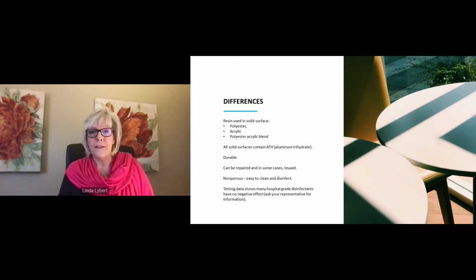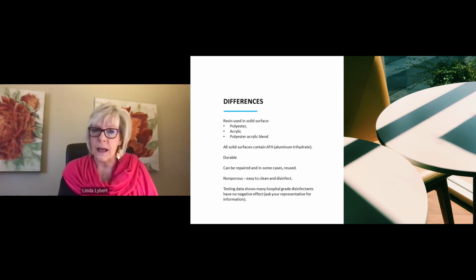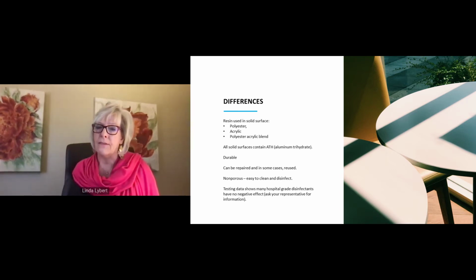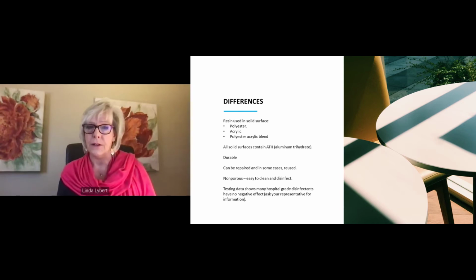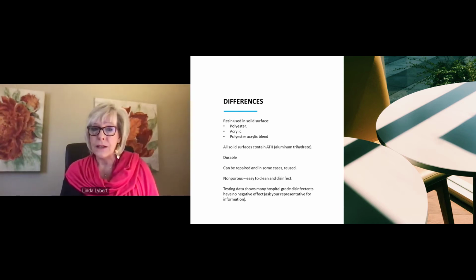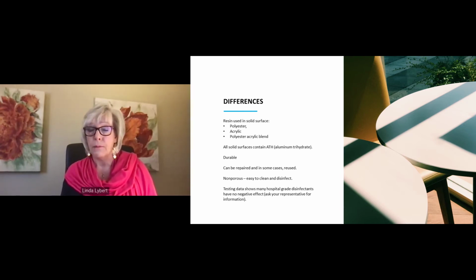So, solid surface differences. Resin is used in solid surface materials. All of them have ATH, which is aluminum trihydrate. There are polyester acrylic blends. And there are some materials that also have embedded, for instance, antimicrobial reagents or materials in their solid surface. So there are many different kinds.